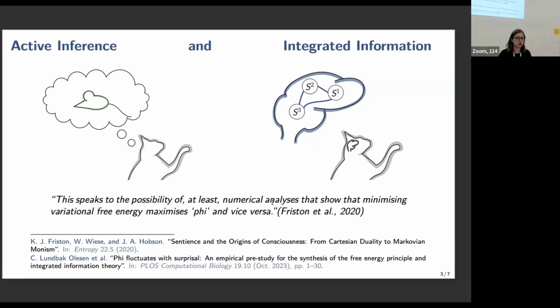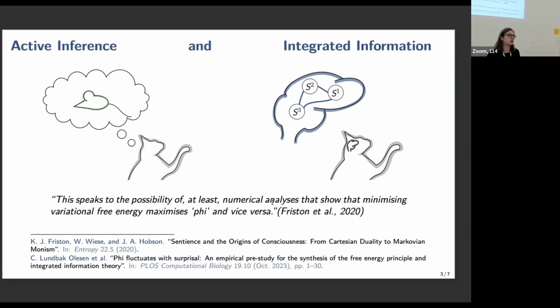There has been a pre-study by Lundberg-Olsen et al., where they look at simulated agents, they call them animats, that evolve with an evolutionary algorithm. There they calculate phi on the one hand, and the surprisal of the observation as a proxy for the variation of free energy on the other hand. And they see that with increasing fitness, the integrated information increases while the surprisal decreases. Also they see some connection between the phi and the surprisal, where they both fluctuate at the same time.